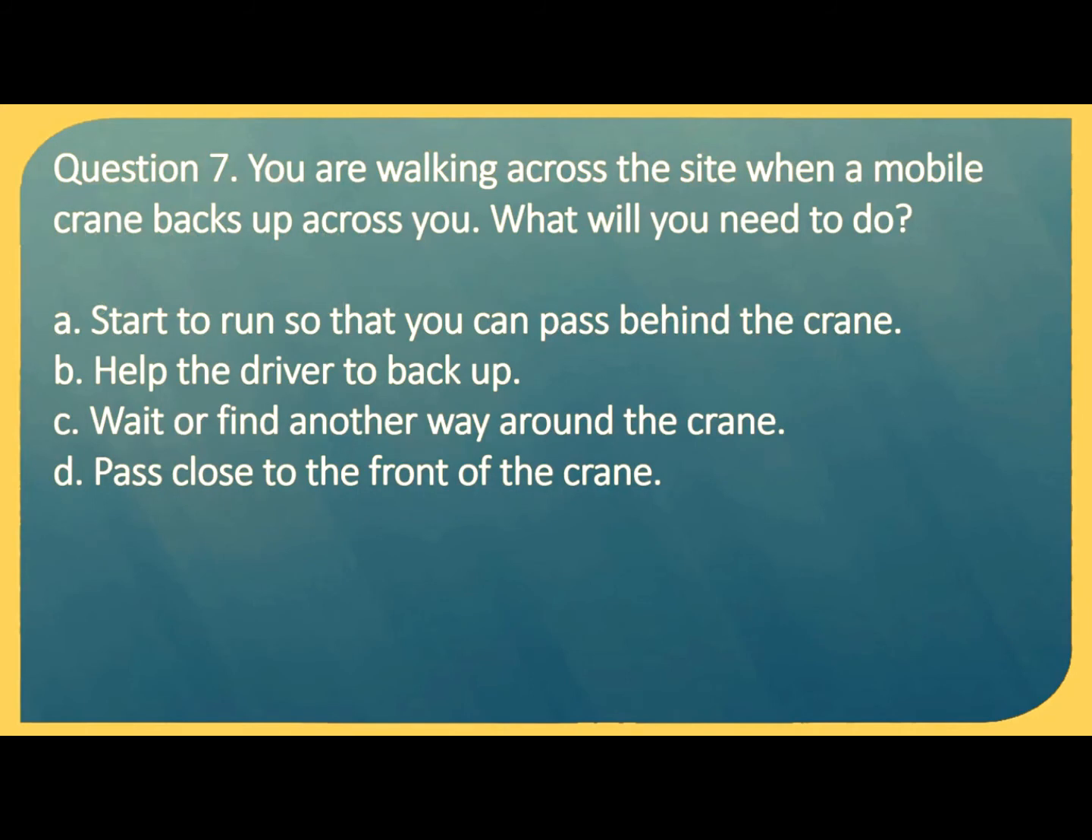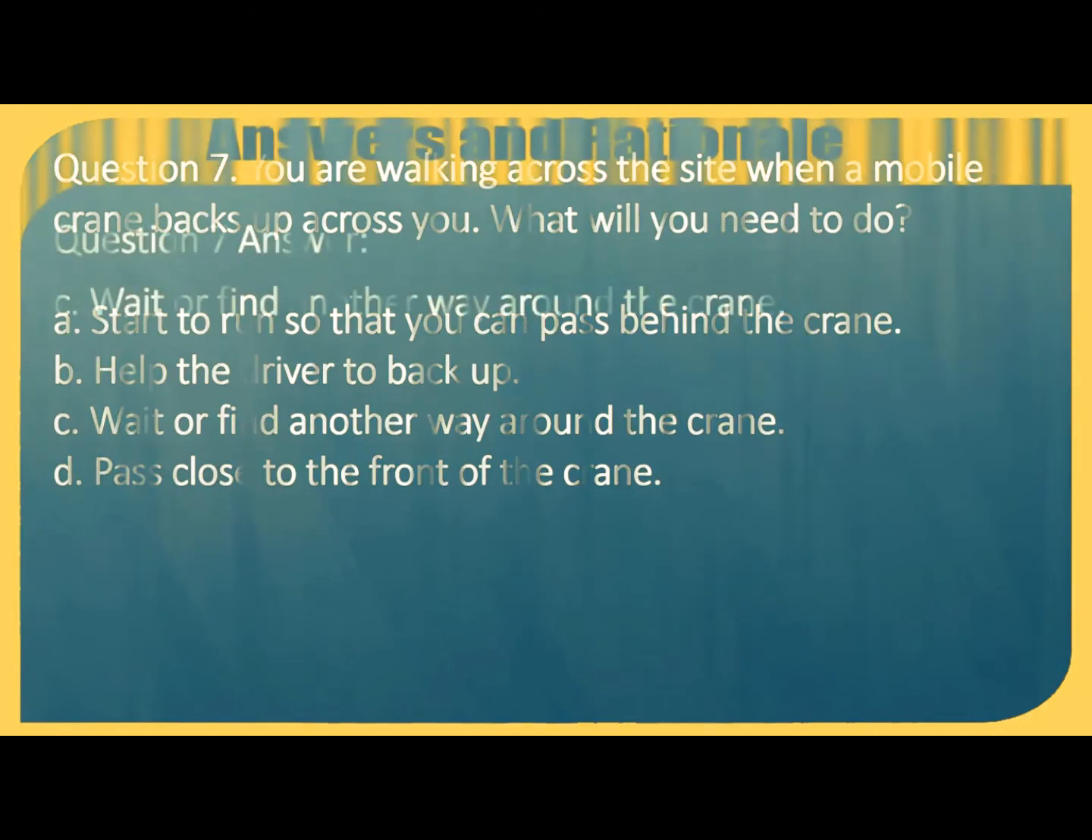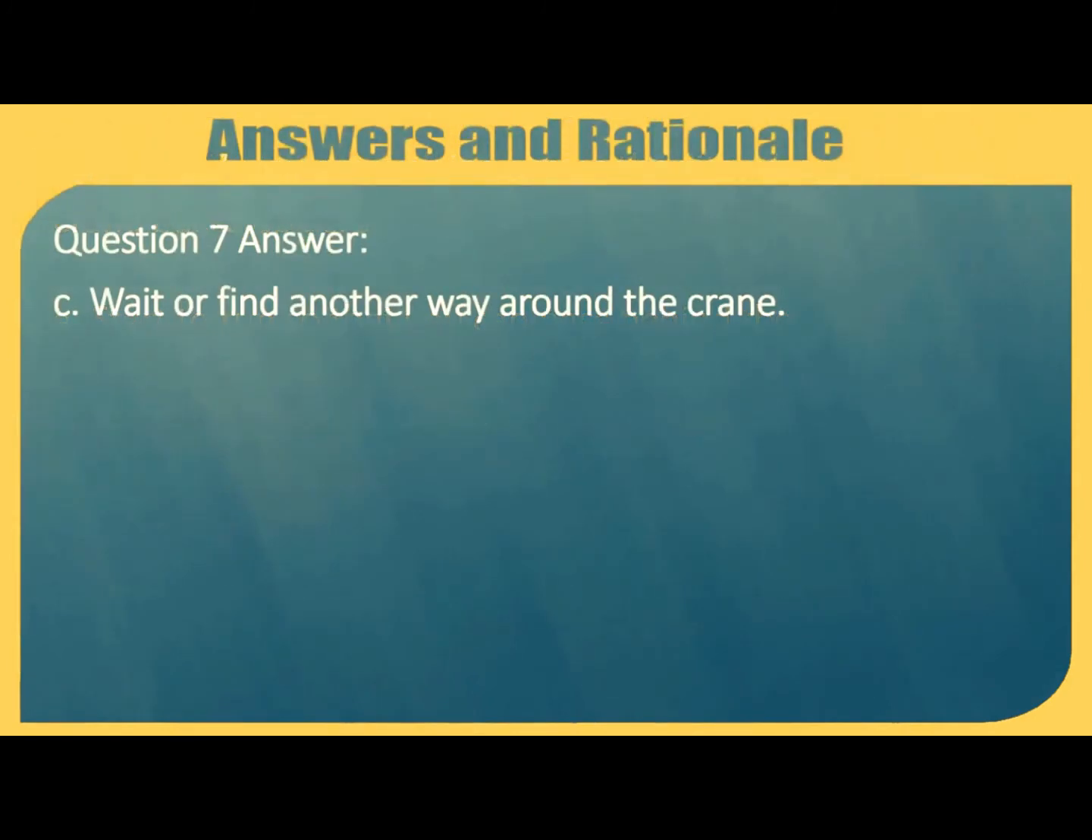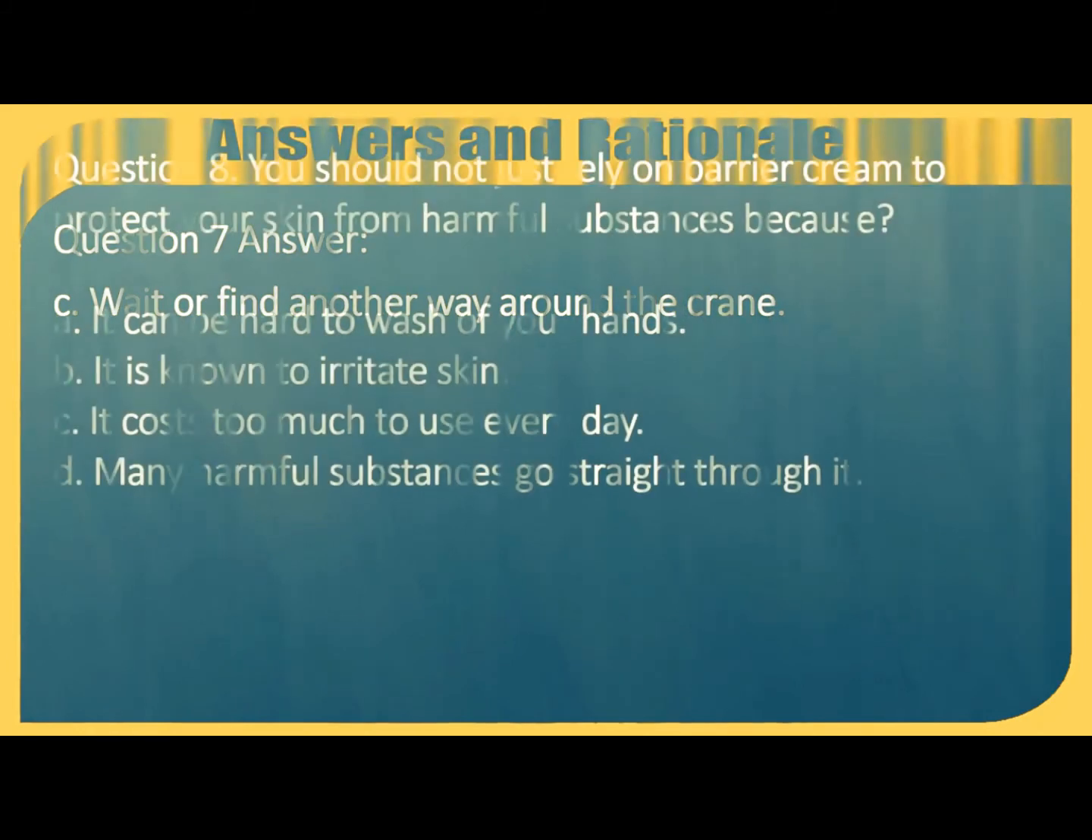Question 7. You are walking across the site when a mobile crane backs up across you. What will you need to do? A. Start to run so that you can pass behind the crane. B. Help the driver to back up. C. Wait or find another way around the crane. D. Pass close to the front of the crane. Question 7. Answer: C. Wait or find another way around the crane.